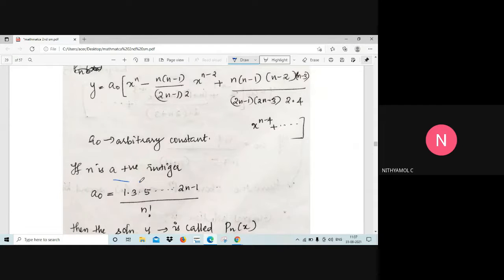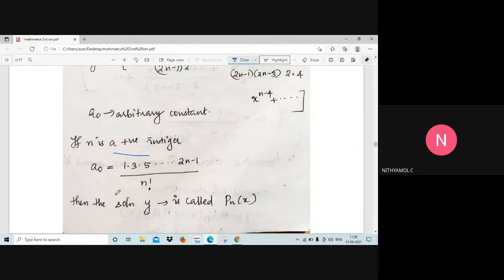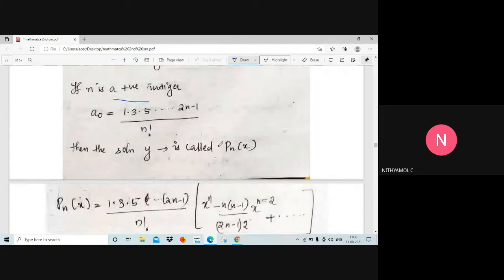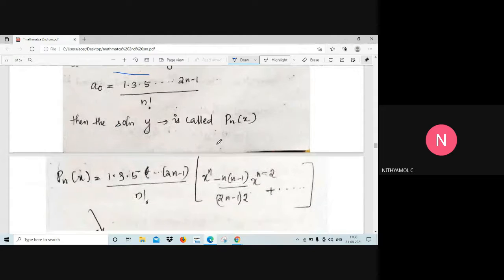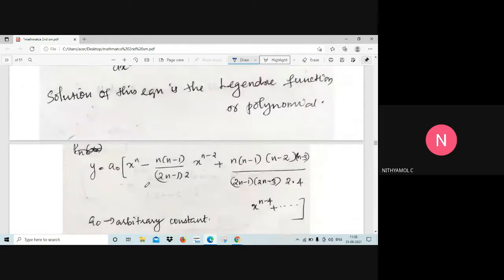If n is a positive integer, then the value of a0 is 1 into 3 into 5 into 2n minus 1 by n factorial. Then the solution y is called Pn of x, that is the Legendre function or Legendre polynomial. So the function is Pn of x equal to, instead of a0 I put this value, 1 into 3 into 5 into etc. up to 2n minus 1 by n factorial into this term.